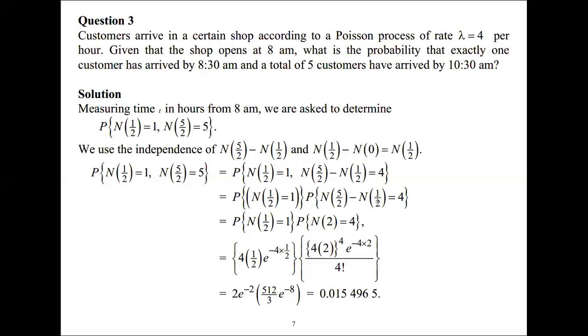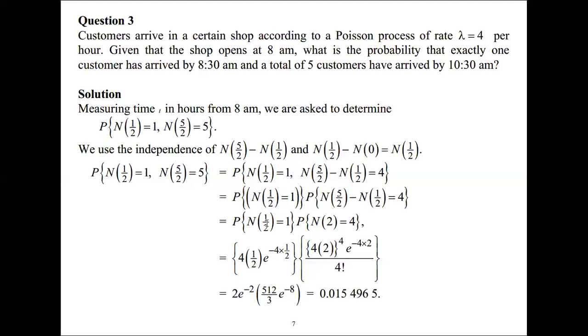The difference between 0.5 and 2.5 is 2, so that's why this place is 2. The time interval here is 2, and the time interval there is half an hour. The rate is 4 per hour. If 4 events happen in 1 hour, how many events will happen in half an hour? It will be 2.